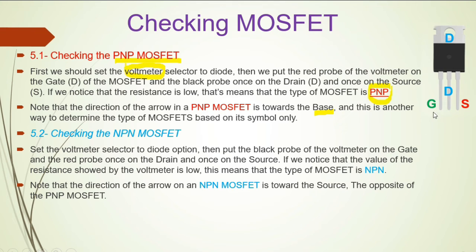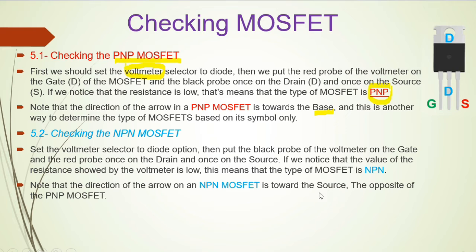So now we will put here the black probe, not the red probe. Okay? To check the NPN MOSFET, we have an NPN negative. Because we have negative NPN, we should put the negative probe in the gate. And for PNP, the positive, we should put the red probe in the gate. So to check the NPN MOSFET, we should put the black probe in the gate, and then put the red probe once in the drain and once in the source.